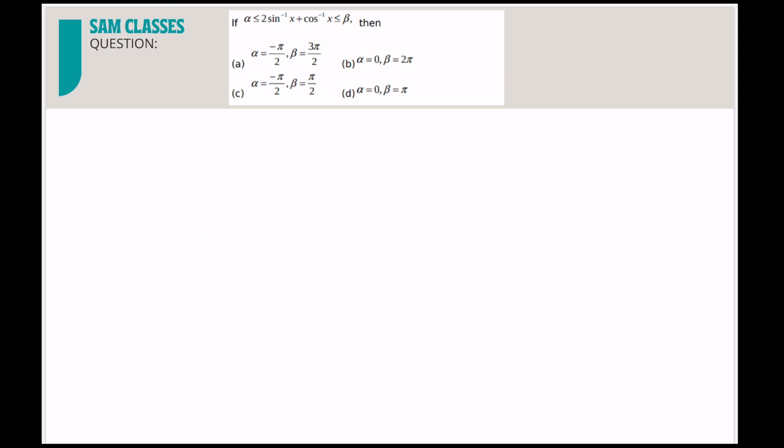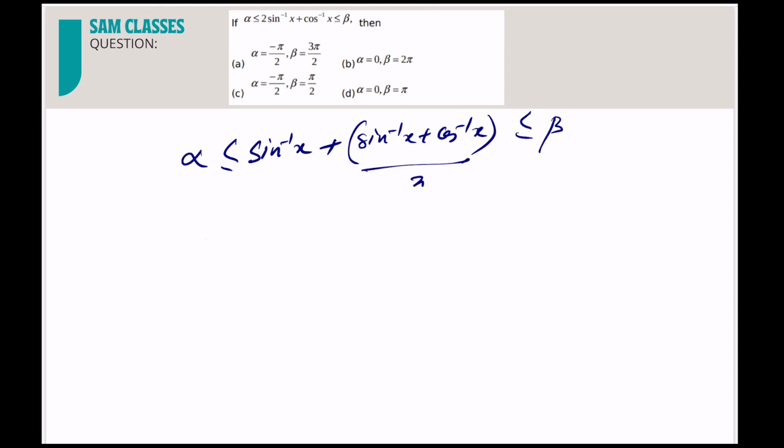Now let's see this question: 2 sine inverse x plus cos inverse x. Here we need to understand that sine inverse x plus cos inverse x is pi by 2. You don't have to write all this in the exam. Here we have written alpha, here we have written beta. This one is pi by 2.